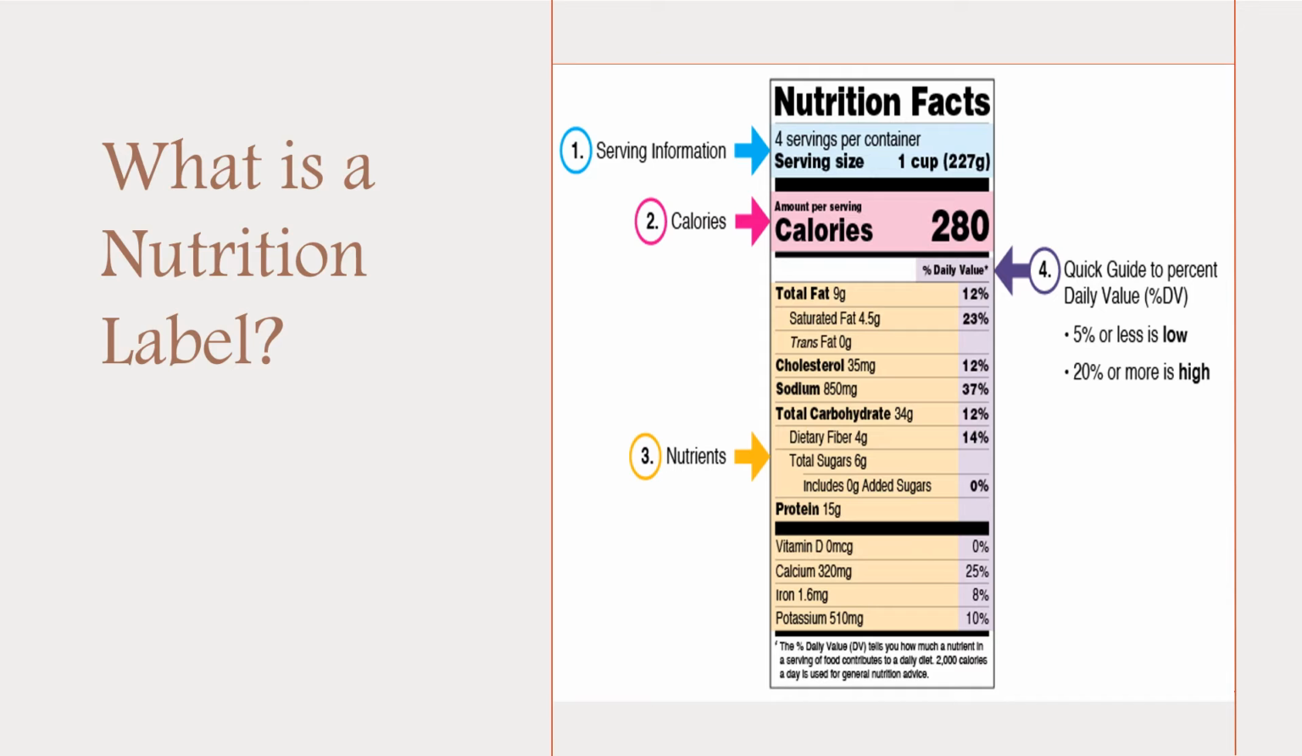Now, anything less than 5% of the daily value is considered low, which is good if you're looking at the bad nutrients, but it's bad if you're looking at the good nutrients. And anything greater than 20% of the daily value is considered high, which again, is good if you're looking at the good nutrients, but bad if you're looking at the bad nutrients.